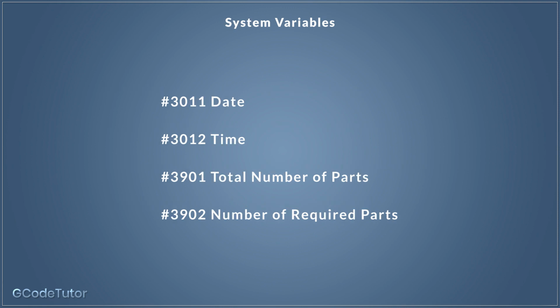This is a list of the main system variables I tend to use when I'm programming. If we need to call upon the date or the time, we can use #3011 or #3012 for these functions. We can also record a total number of parts, so we can count our parts by using variables. So #3901 is our total number of parts output. And we can also set our required number of parts within the controls, and we can print this back by using the variable #3902.